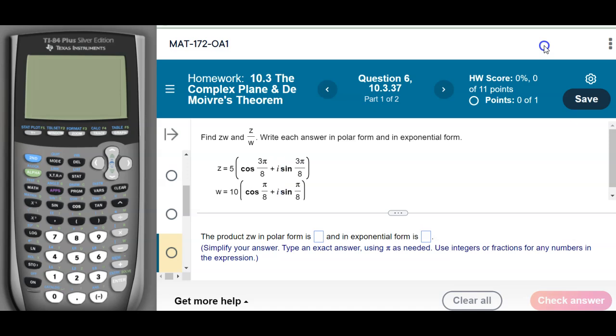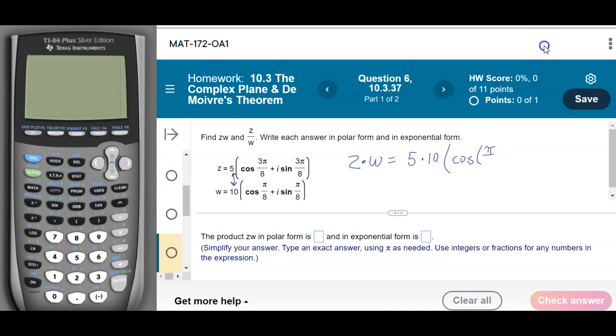So what we do in this case when we multiply: the values out front, the r's if you will. I think of this as r cosine plus i sine. The 5 times the 10. And then inside the parentheses, we add arguments, the 3 pi over 8 and that pi over 8. So this will become the cosine of 3 pi over 8 plus pi over 8, which would be 4 pi over 8. All right, but 4 pi over 8 reduces to pi over 2.